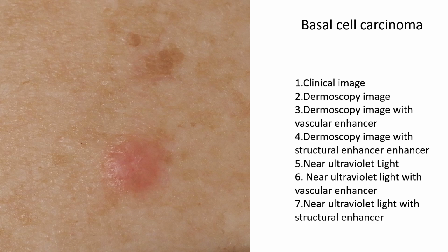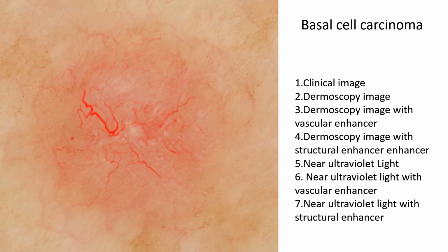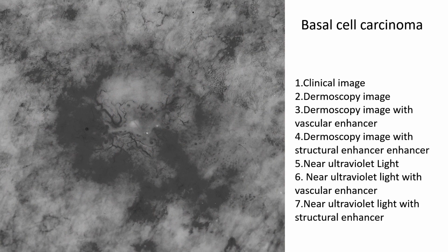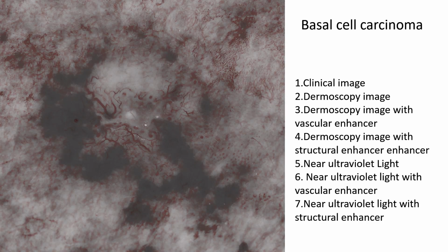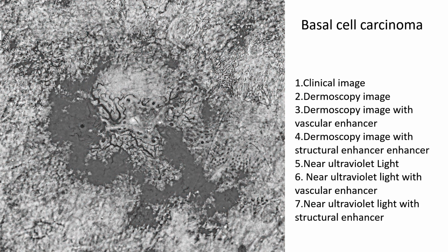For this particular lesion, pink papule, it could be anything. It could be a basal cell, but it could also be lichen planus-like keratosis and inflamed seborrheic keratosis. Dermoscopically, though, it has this one vessel, which is serpentine with this milky white area, certainly suggestive of a basal cell. Much better seen with the vascular enhancer, as well as the structural enhancer. In the near ultraviolet mode, it's not easily seen. Seen better in the near ultraviolet light with the vascular enhancer, as well as the structural enhancer.